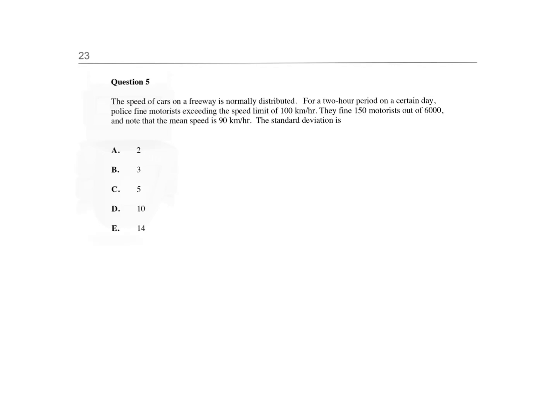Okay, so the speed of cars on a freeway is normally distributed. So once we know that it's normally distributed, it means it's following that bell shape. So I'm going to draw that there. And for a 2-hour period on a certain day, police find motorcyclists exceeding the speed limit of 100 kilometers per hour. They find 150 motorists out of 6,000 and note that the mean speed is 90. So we know down here, because it's bell-shaped, the mean would be in the centre, so that's 90.